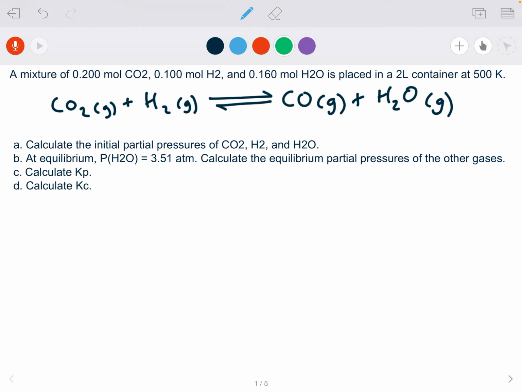So you have a mixture of 0.2 moles of CO2, 0.1 moles of H2, and 0.16 moles of H2O in a container initially. There's no CO initially in that container. So there's going to be 4 questions we answer here. First one, A, calculate the initial partial pressures of CO2, H2, and H2O.